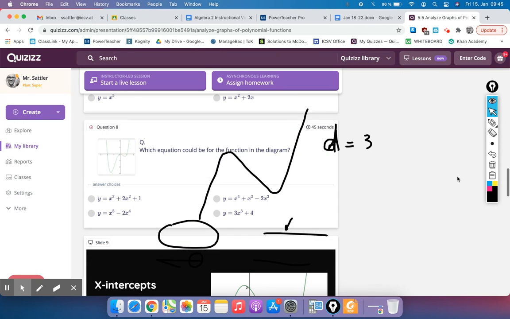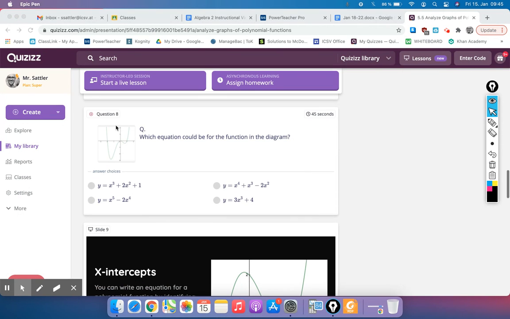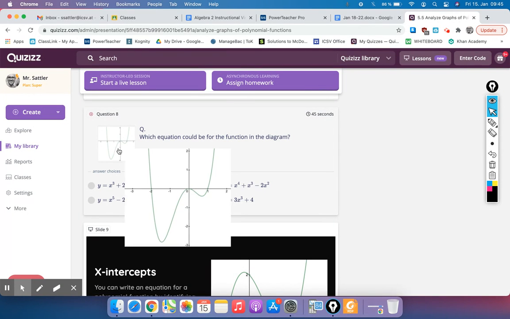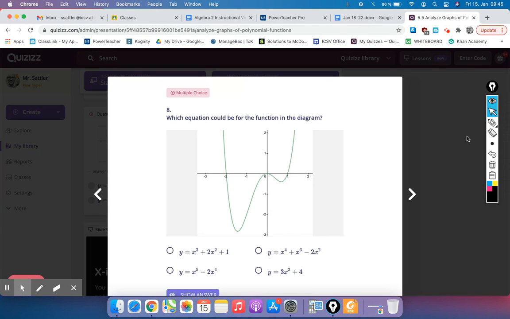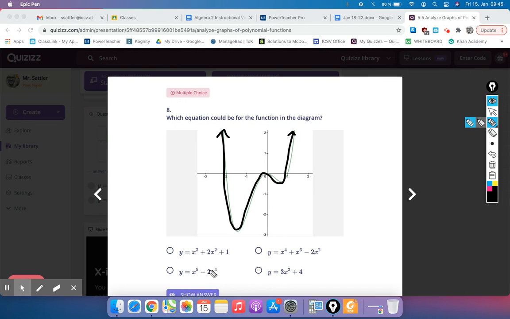Okay, and then question 8. Again, same thing. Figure out the degree of this graph by tracing it. That's the first direction, second, third, fourth. So which one of these has the highest exponent? It being a 4 would be this one.